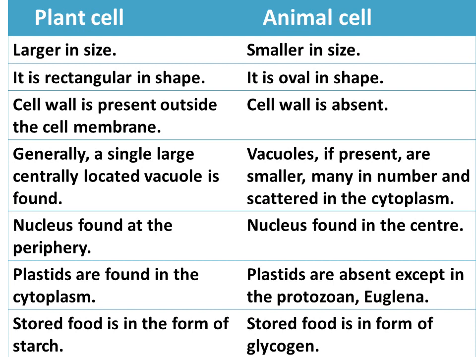Now in plant cell, the stored food is in the form of starch, and in case of animal cell, the stored food is in the form of glycogen. So now you can differentiate between plant cell and animal cell. So this ends for today's lecture. Now I would be starting the summary of the whole chapter.